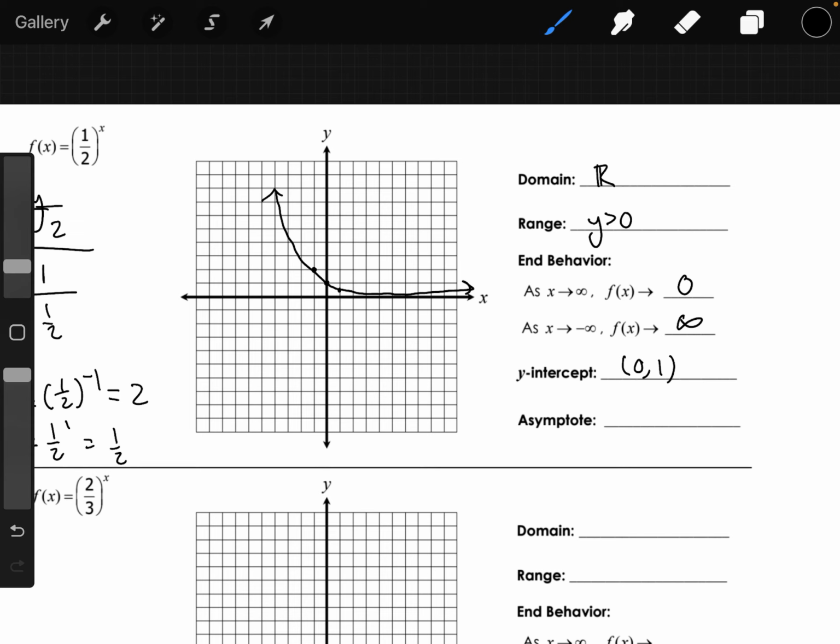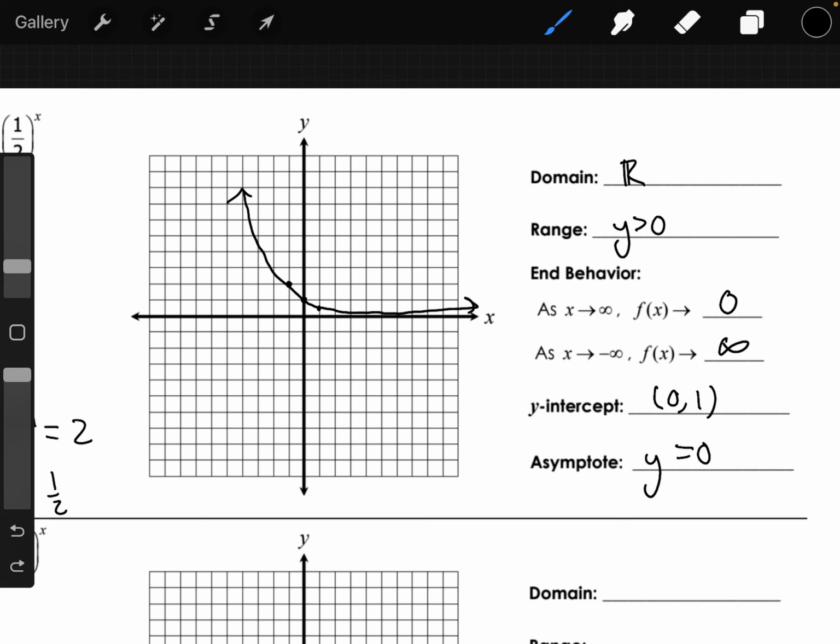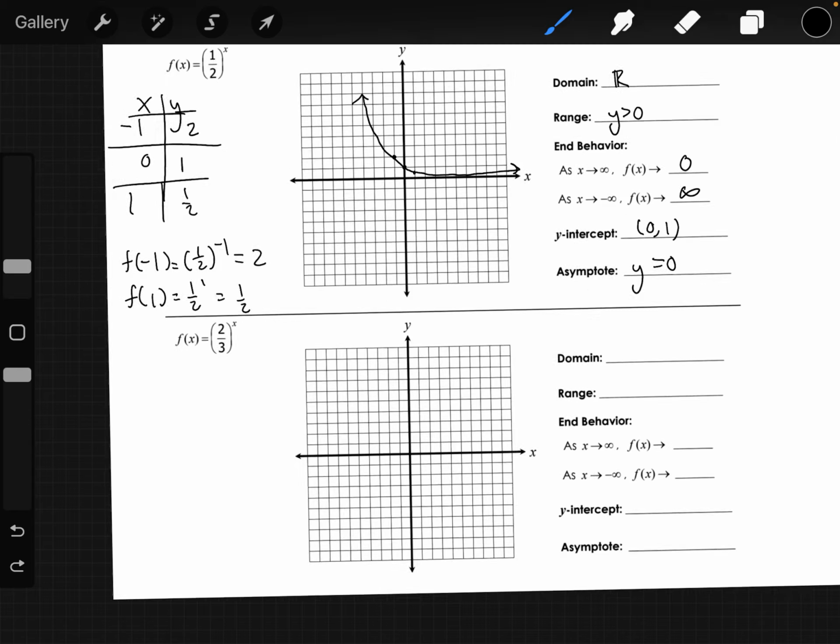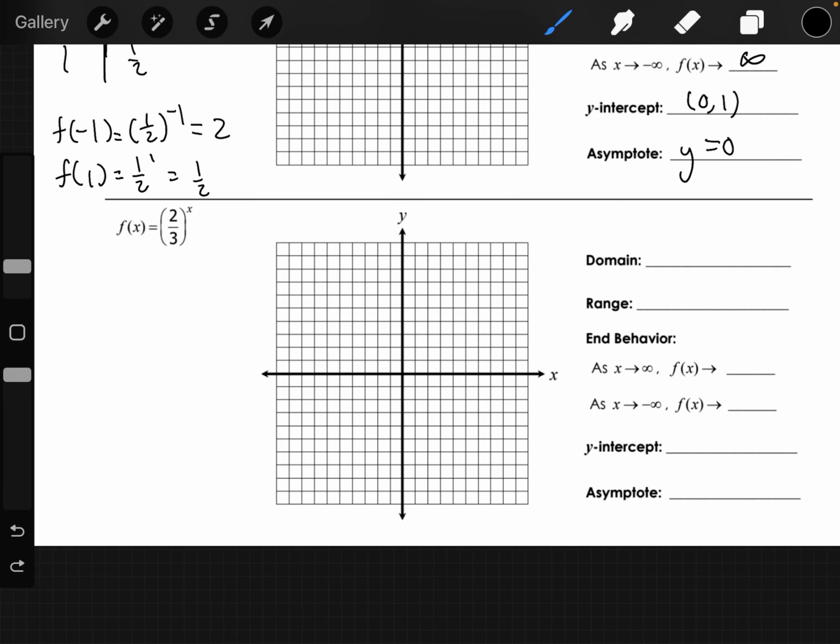And we see here the y-intercept is at 0, 1, and the asymptote is y equals 0. So once again, the graph does not go below y equals 0, so the range has to be all values of y above 0. And we can see the end behavior is true here. As x moves towards positive infinity, so it moves this way, f of x approaches 0. And as x moves in the opposite direction towards the left, f of x moves up towards positive infinity.